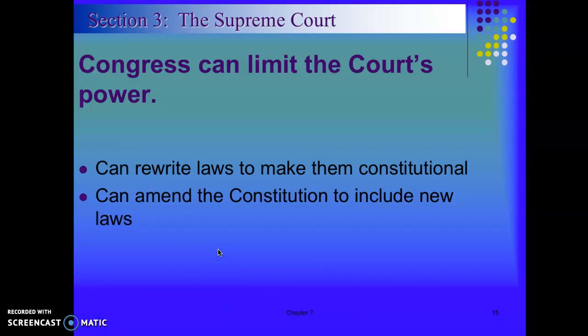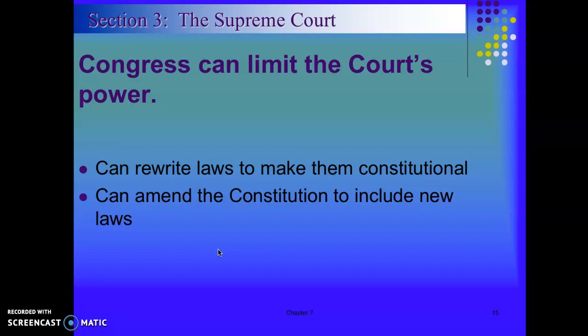Now, this can't limit the court's power. Congress does have the power to rewrite laws to make them constitutional. If for whatever reason Congress deems a law, or the court deems that a law passed by Congress, is unconstitutional, they can rewrite it so it is now constitutional. Also, they can amend the Constitution to include new laws.